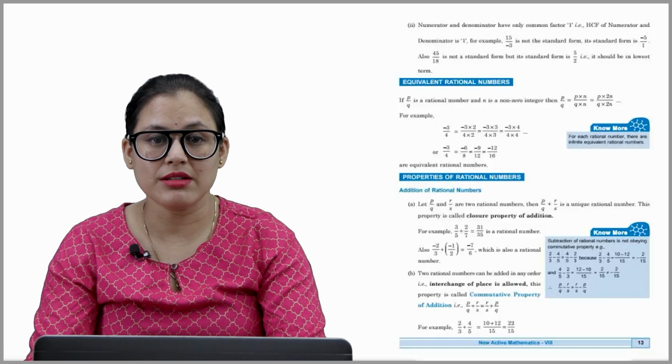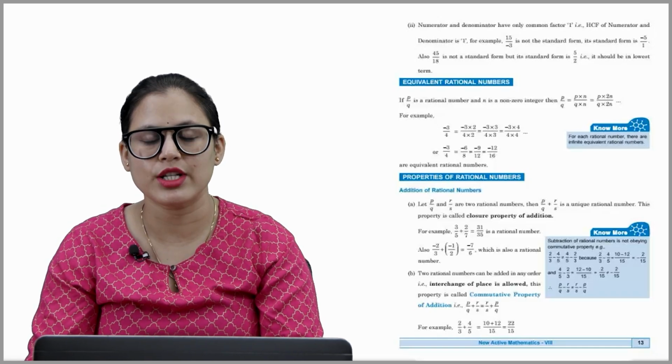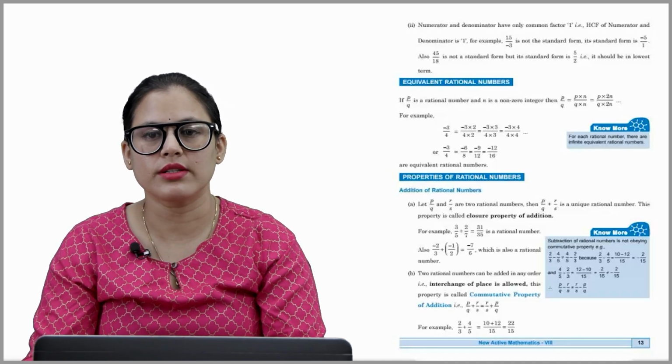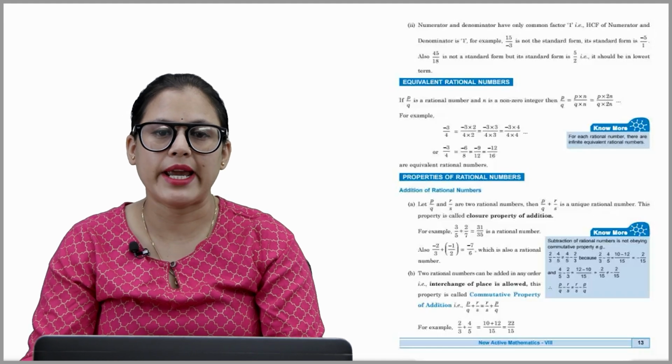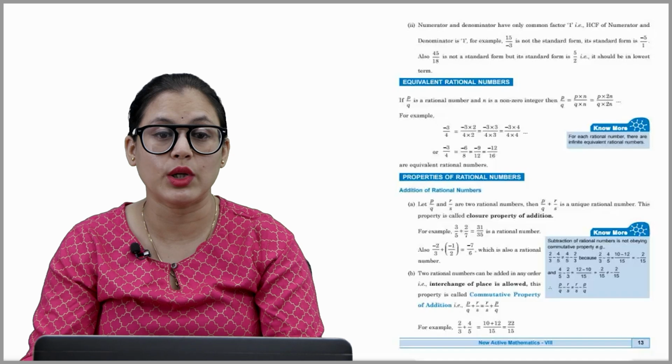Number 2, numerator and denominator have only one common factor, 1, that is, the HCF of numerator and denominator is 1. For example, 15 by minus 3 is not the standard form. Its standard form is minus 5 by 1. Also 45 by 18 is not a standard form, but its standard form is 5 by 2. That is, it should be in lowest terms.